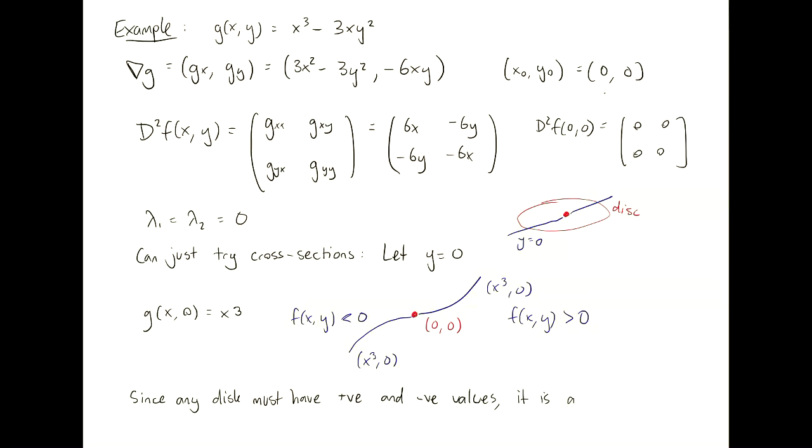So any disk must therefore have positive and negative values, because if I take that disk, I'm probably looking at something like this. It catches part of the negative side, it catches part of the positive side. What I have is a saddle. So when in doubt, just kind of pull your function apart to see if you can find it. There is no definitive algorithm that is the quote-unquote right way to pull it apart. A little bit of geometric insight is often helpful here.